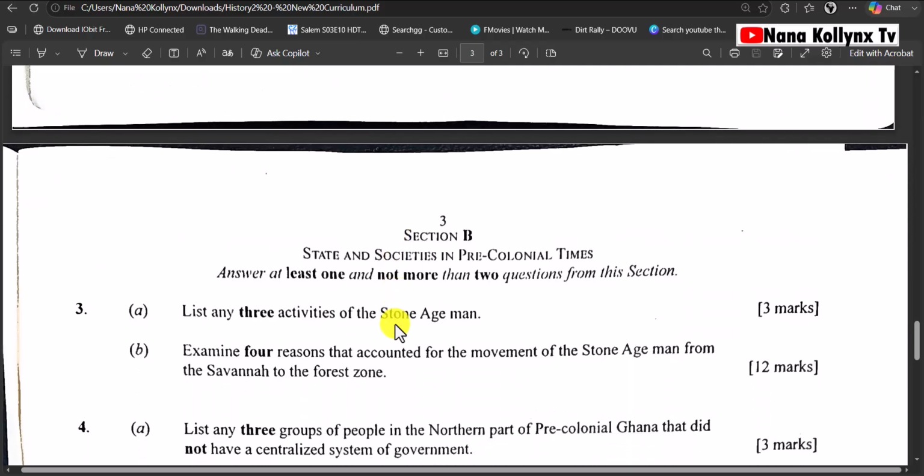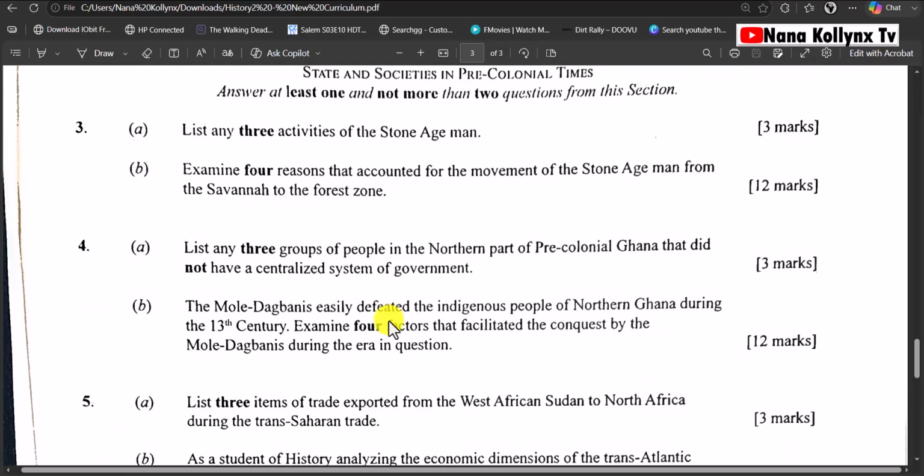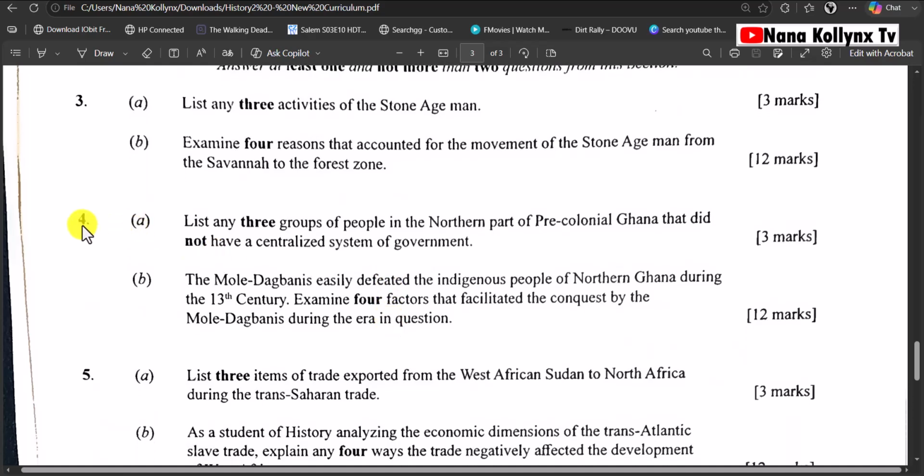Now here you can answer either 1 or 2 from section B. It says at least 1 and not more than 2. At least 1, not more than 2. So you can answer 1 or 2 from this section. This one, 3A, says list any 3 activities of the Stone Age man. B, examine 4 reasons that accounted for the movement of the Stone Age man from the savannah to the forest zone. Let's go to 4A.